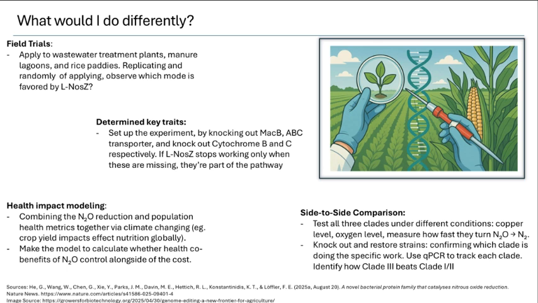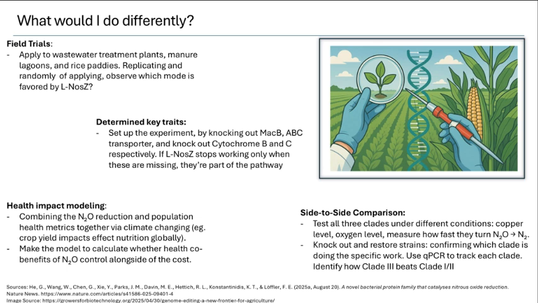Lastly is the side-by-side comparison. I think basically test all three clades under different conditions. The first one is copper level, oxygen level, and also measure how fast they turn the nitrous oxide into the nitrogen gas. And then knock out and restore strains, which is confirming which clade is doing the specific work, and use qPCR to track them respectively and identify how clade 3 beats clade 1 and clade 2.